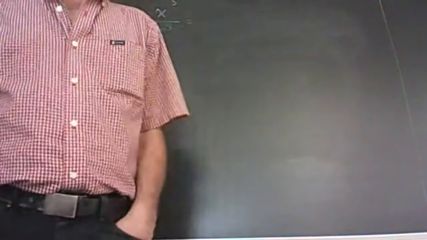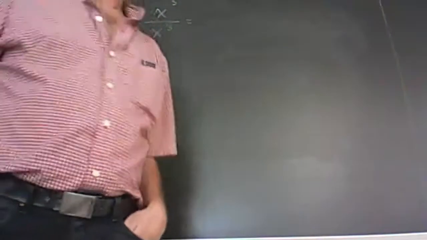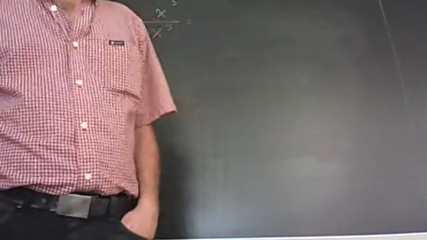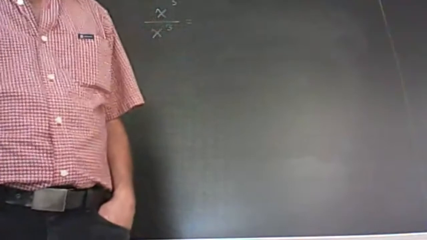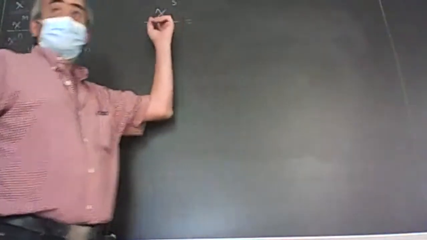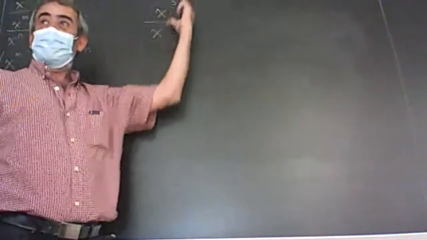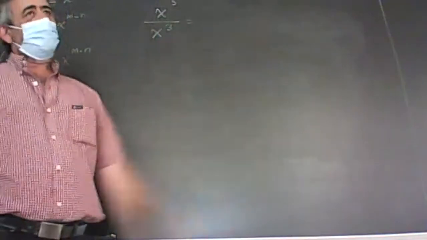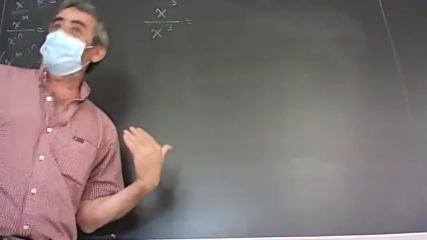Let's do that again. What is 5 divided by 5? 1. Why? Because you divided a number by itself. And what's 10 divided by 10? 1. Because we're dividing a number by itself. What are we doing here? We're dividing a number by itself. So we get what? We get 1.